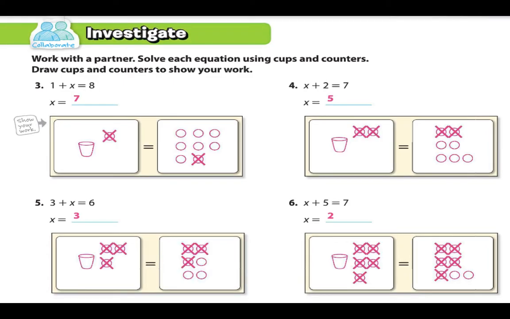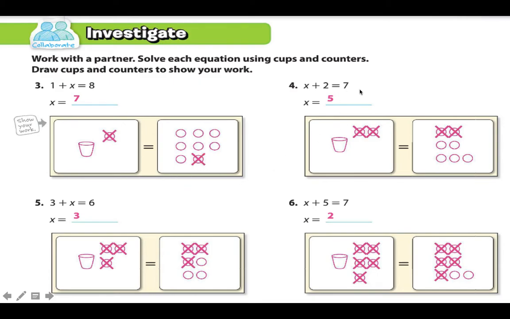So let's see how you did. All right, so in the first one, on one side of the mat, we should have 1 counter and 1 cup, and on the other side, we should have 8 counters. So if we are going to get the cup by itself, or the variable by itself, it looks like we need to take 1 away. So we're going to take 1 away from this side and 1 away from this side, and whatever is remaining is the value of our variable. So in number 3, x is going to be equal to 7 because we took 1 away from 8.